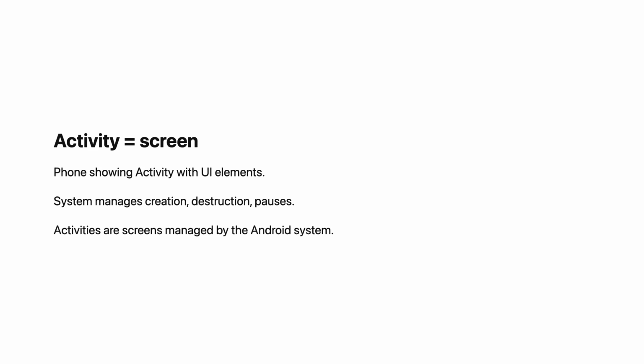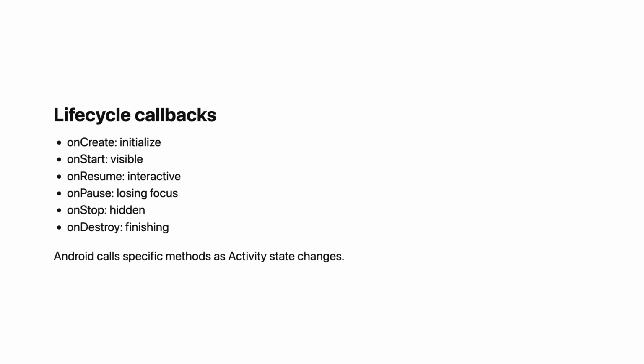OnCreate is called when the activity is created. Initialize your UI here, only called once per instance. OnStart is called when the activity becomes visible. Not yet interactive, but visible. OnResume is called when the activity starts interacting with the user. Fully visible and active. OnPause is called when the activity loses focus. Another activity is coming. Still visible but not interactive.